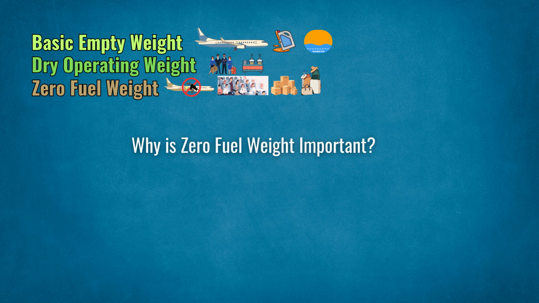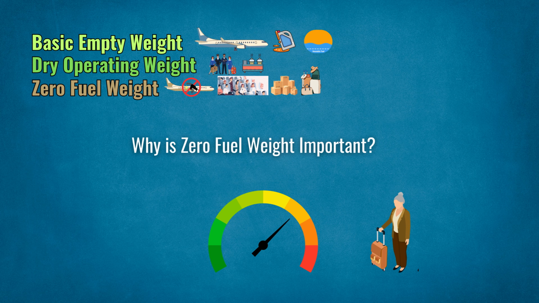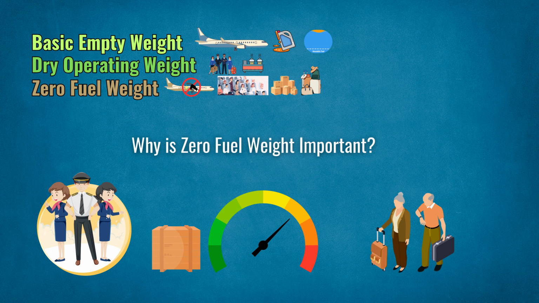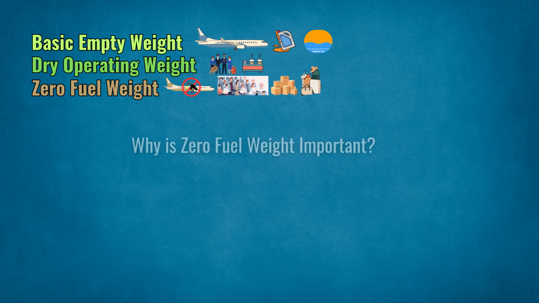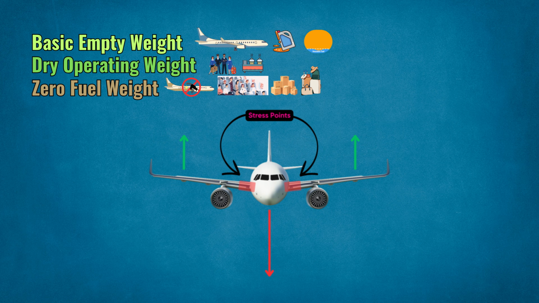Why is zero fuel weight important? Because it limits the total weight of the passengers, crew, and cargo. If you exceed this limit, you could place undue stress on the aircraft structure, as the wings, where fuel is stored, provide significant structural support. In other words, if the weight of the fuselage is too heavy compared to the weight of the wings, additional stress is placed on the point where the wings connect with the fuselage.